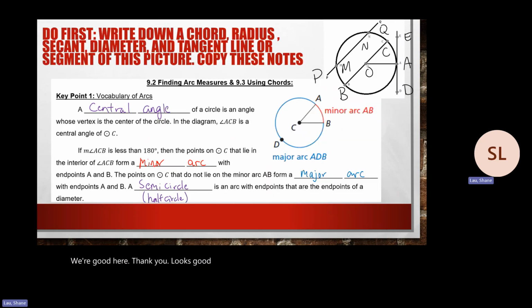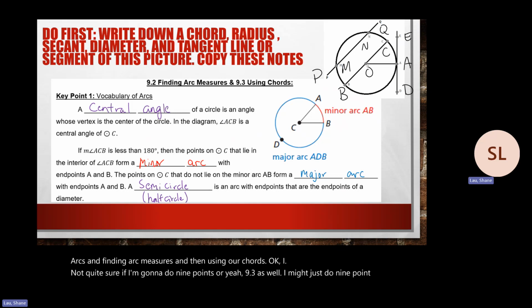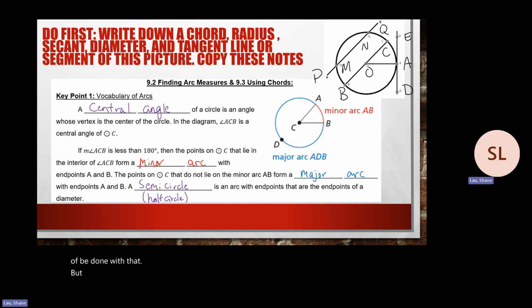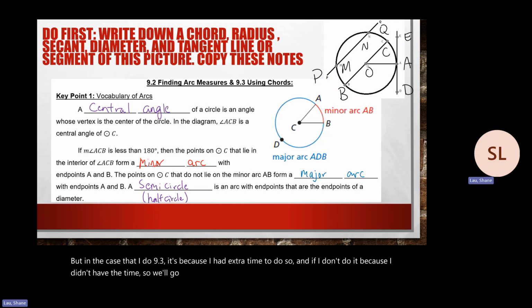Okay. Today's lesson is on arcs and finding arc measures and then using arc chords. I'm not quite sure if I'm gonna do 9.3 as well. I might just do 9.2 and be done with that. If I do 9.3, it's because I had extra time, and if I don't, it's because I didn't have it. So we'll go ahead and start from here.